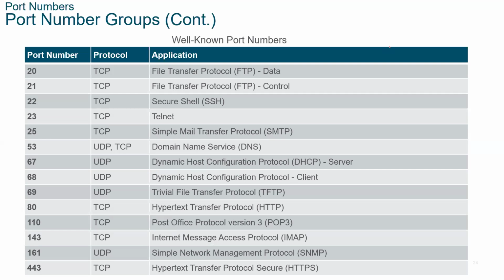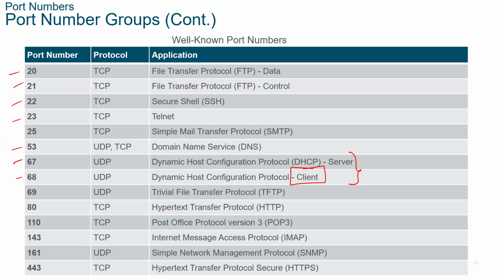From experience, I've seen these ones in the exam. These ones definitely, 25. This one, 67, DHCP. Some protocols have two port numbers. So you see this one, for example. This source port is not automatically generated because it's a well-known port number.